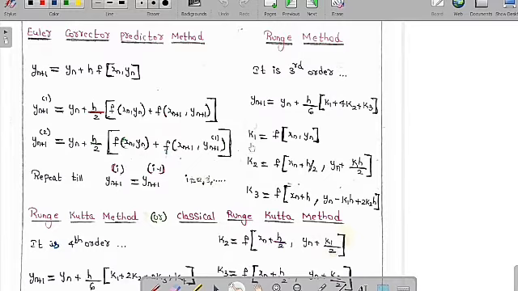By knowing these formulas, the k1, k2, k3 values, then substitute in the above equation and do the simplification, then we are going to get the solution y of n plus 1.